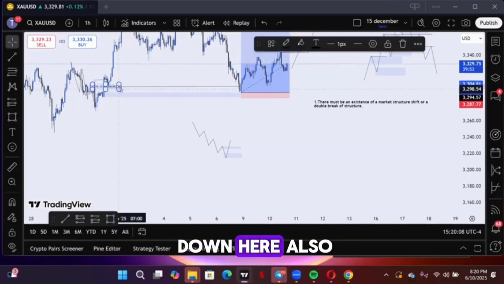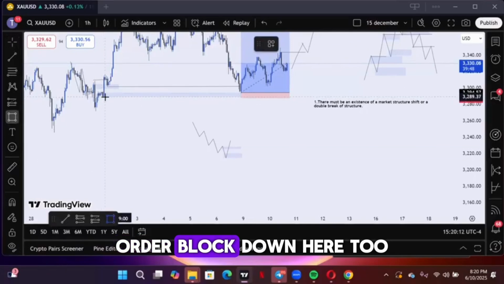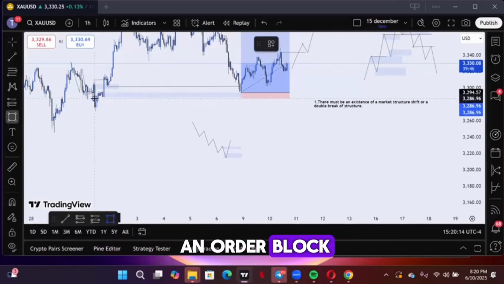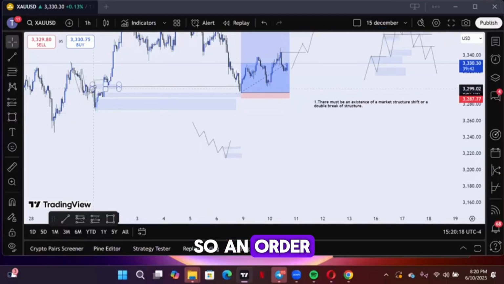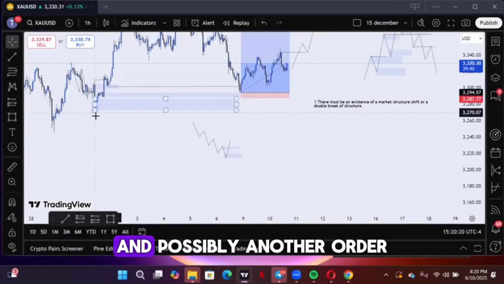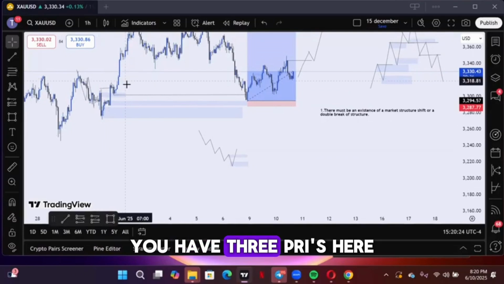Then if we look down here, you also find an order block. I think there's also going to be another order block down here too. This also looks like an order block. This also looks like an order block. So this is it: a breaker, an order block, and possibly another order block down here. So how many POIs do you actually have? You have 3 POIs here.